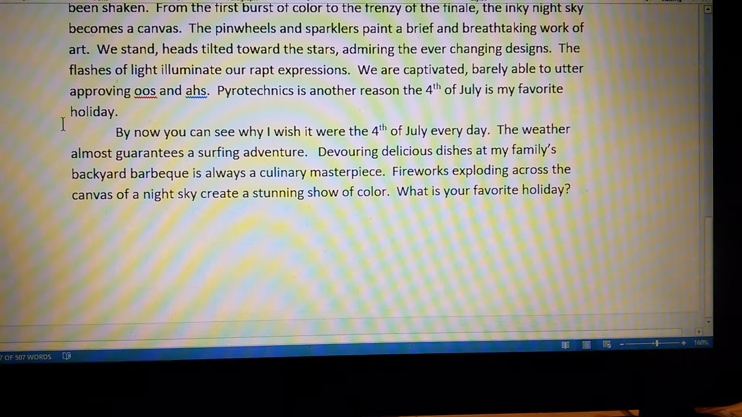At the end of the essay, beginning writers should notice that the conclusion is going to basically mirror the introduction. However, the order in which the information is placed is slightly different. In the concluding paragraph of the essay, the writer begins by restating the thesis statement. In this particular sample, the writer says, "By now you can see why I wish it were the 4th of July every day." This is a restatement of the thesis.